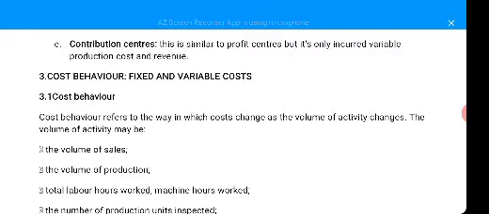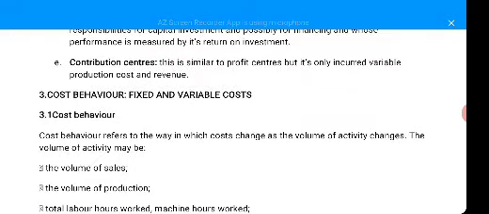If you want to produce 10 components, the material needed will increase. That is called a variable cost. That means that material will increase, but a cost that does not increase is called a fixed cost.